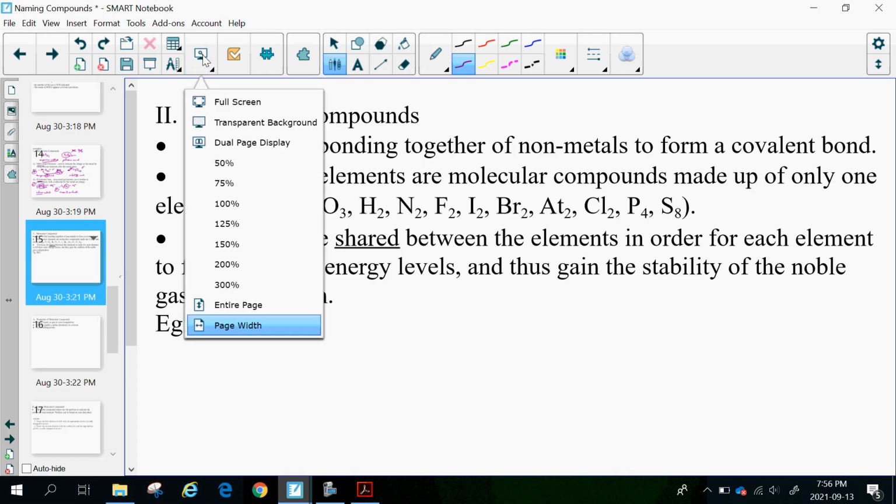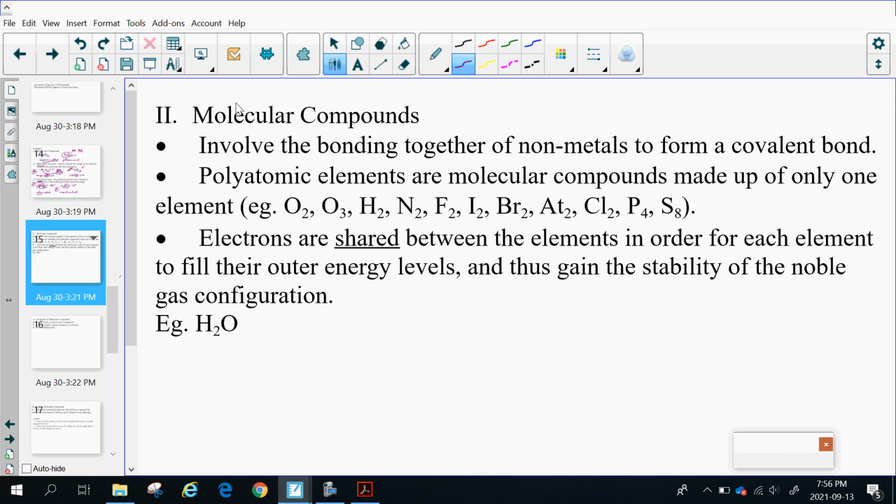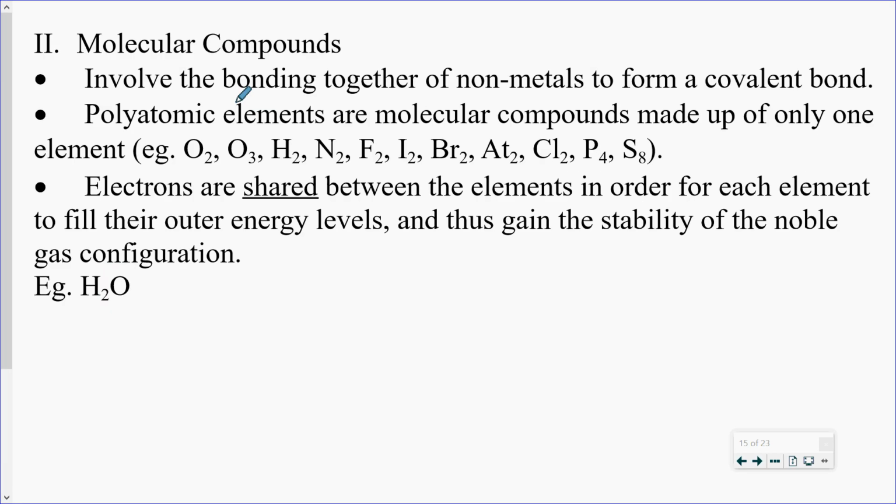So like I did with ionic compounds, I'll talk a little bit about the properties, what they're bonded between, what goes on with the electrons. So only nonmetals that we're talking about, we either refer to them as molecular bonds or covalent bonds.